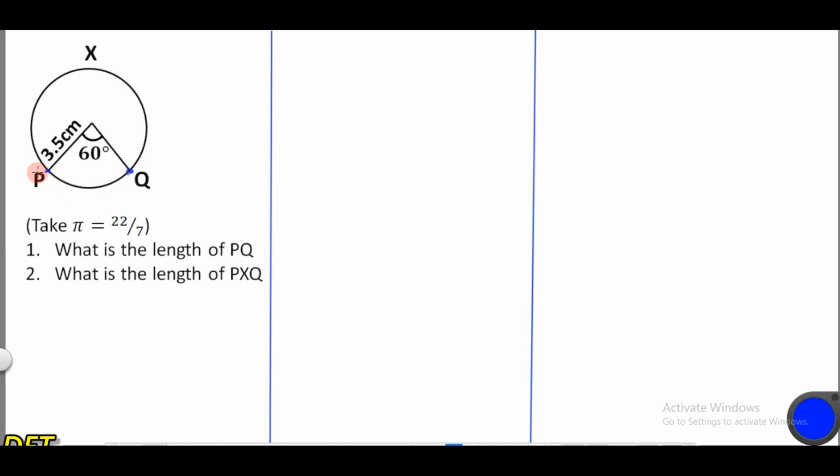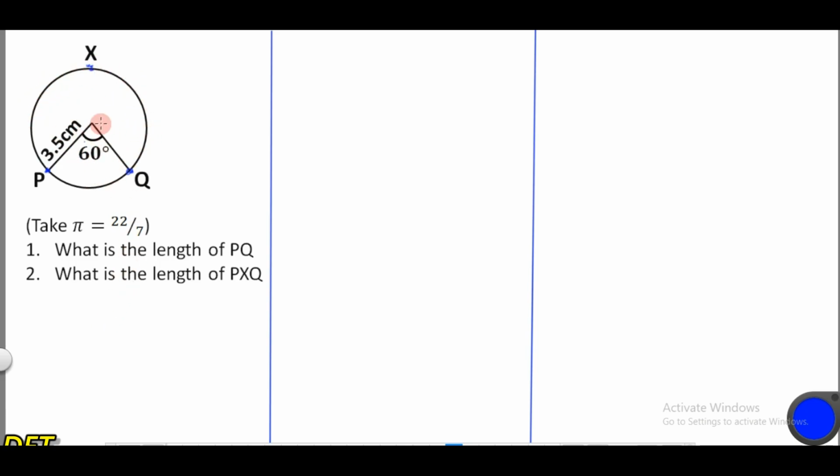We're simply looking for the length of this arc, and this is the minor arc. Then what is the length of PXQ? This is P, this is X, and this is Q. So this is the major arc. In other words, what is the length of this major arc?